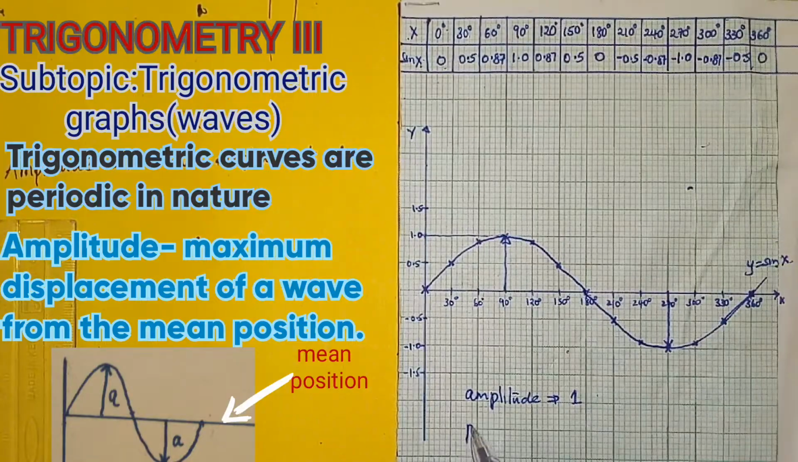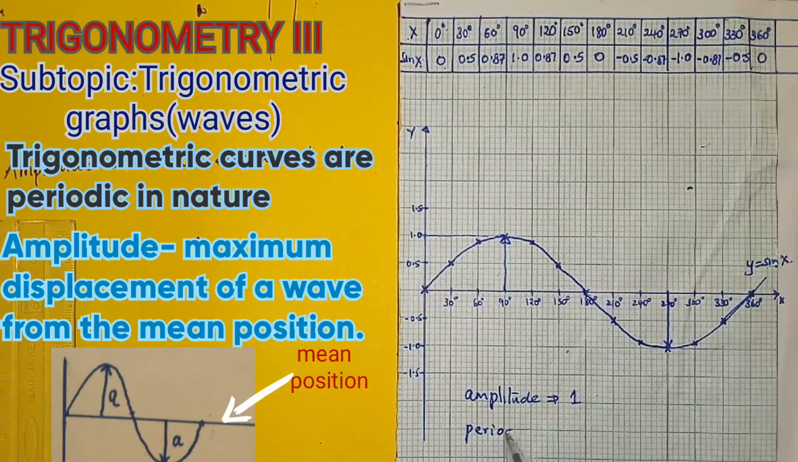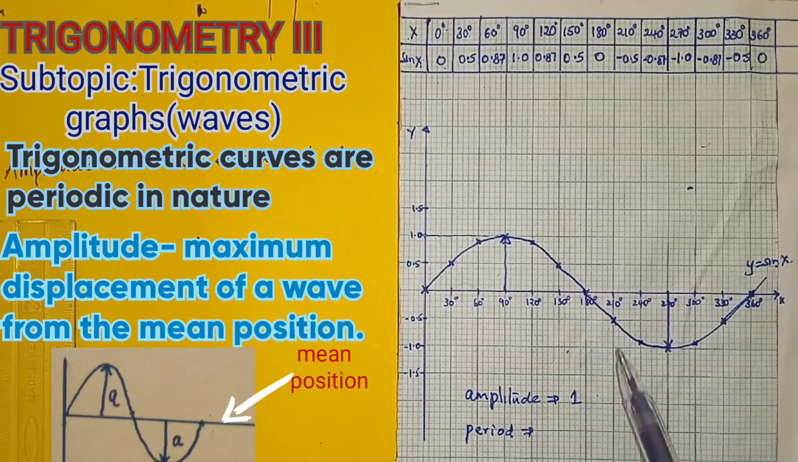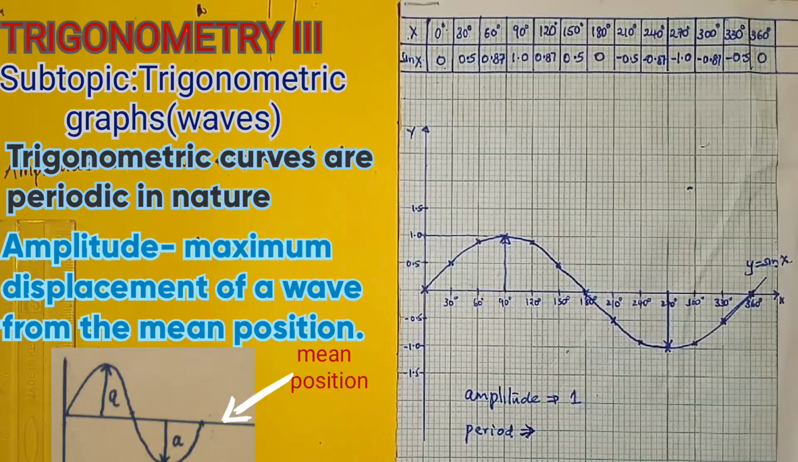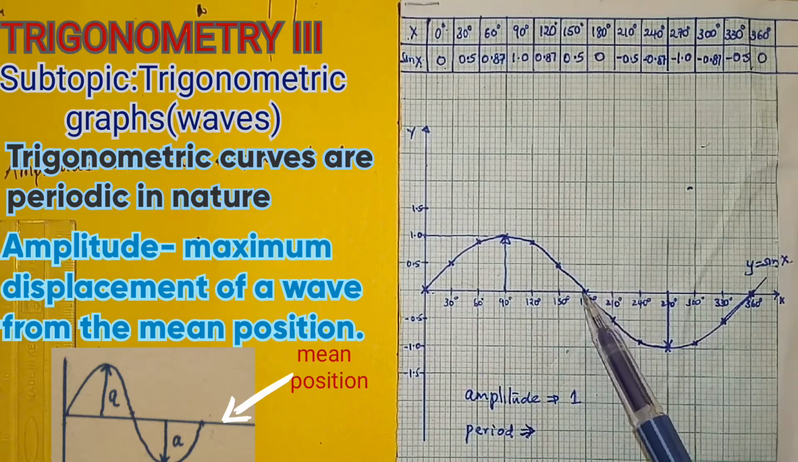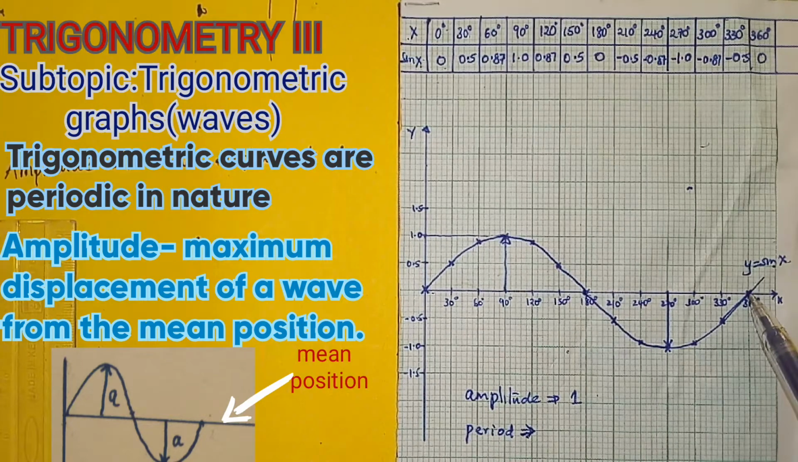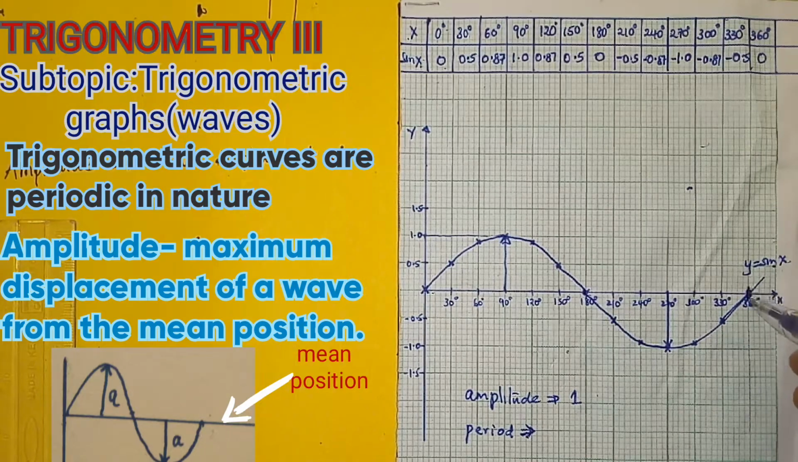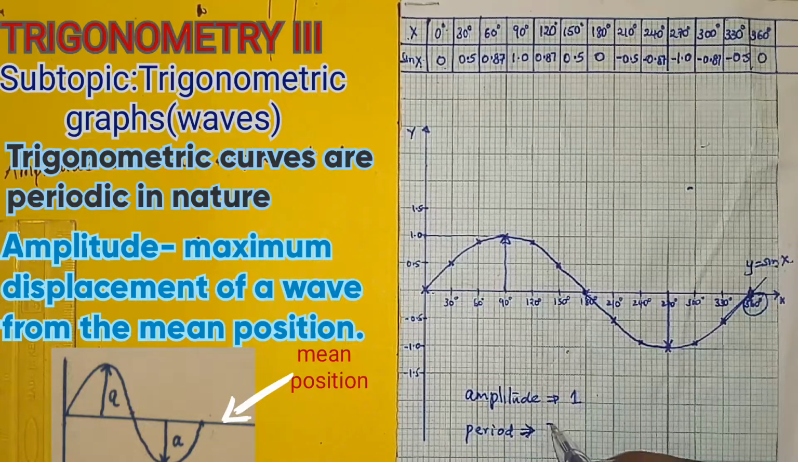What about the period? The period is the angle for one complete oscillation. Here we have a half plus a half, and there we have one complete oscillation. So the angle for one complete oscillation is what you call the period. So in this case, the period will be 360 degrees.